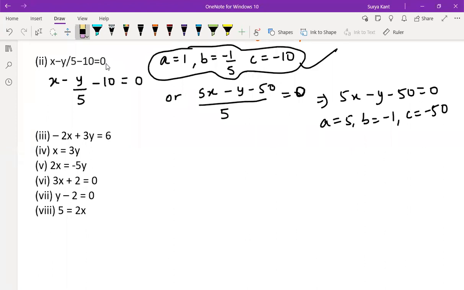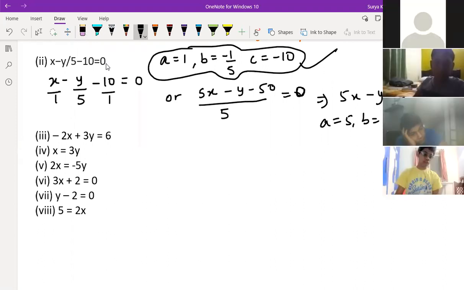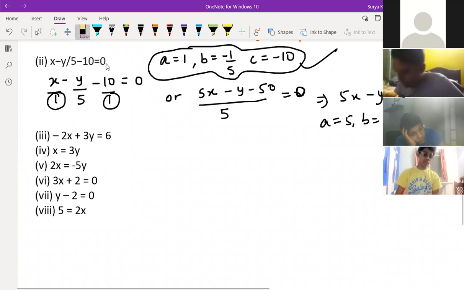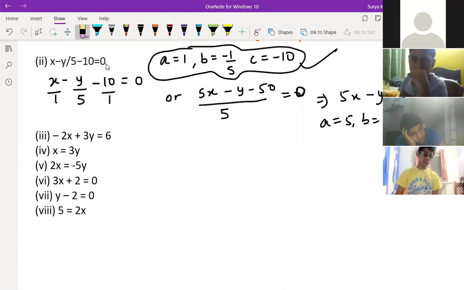Here I took the LCM everywhere. Here LCM is 1, here LCM is 1, and here 5. If I take the LCM of 1, 5, 1, I'll get 5. You're multiplying everything with 5, sir. Yeah, because we have to make everything 5, no? So the denominator should become 5 everywhere. So what to do? You should multiply by 5 in numerator and denominator both.